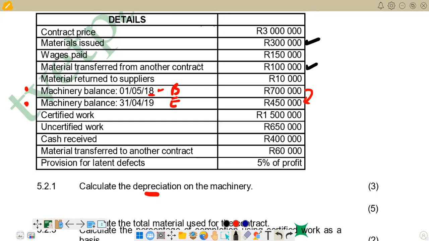Let's try to find out the information that we are given. We have this one, material returned to suppliers. It was returned, so it was not used. We're going to subtract it. And then we check another one. We also have material transferred to another contract here. Again, 60,000 was not used. So we are going to add this one plus this one. The total, we subtract 10,000, we subtract also 60,000. So that's how we are going to calculate this one. We come here on the answer section there.